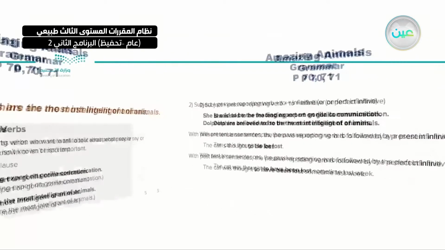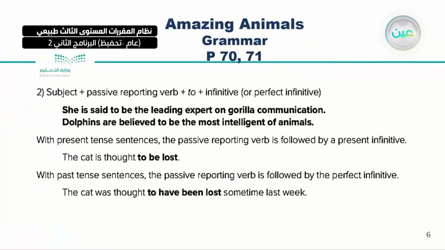What about the second one? Here we have the subject, not it. We have here now the subject, okay? Then the passive reporting verb, as I said earlier. Then to and the infinitive, and sometimes the perfect infinitive, okay? How it comes, of course, she is said to be the leading, to be, okay, infinitive, the leading expert.